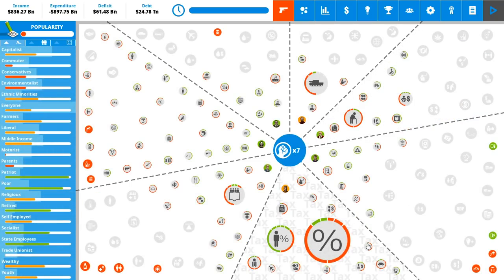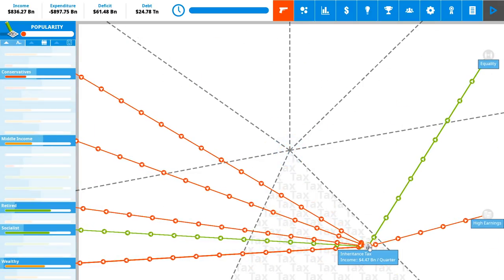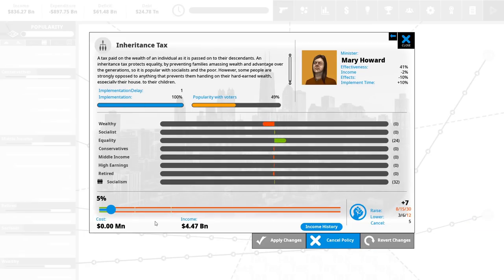We need to find a good tax, an excellent tax. Inheritance tax! That doesn't seem to be annoying too many people. Right now it generates $4.47 billion, but that's because it's only at 5%. Okay, that's going to be expensive, really expensive to put up, and the problem we've got there is that's a lot of political capital to only get hold of an extra $14 billion.